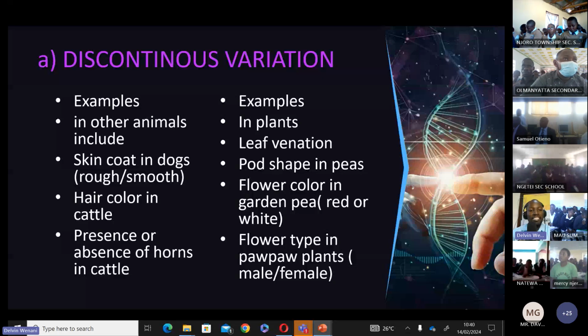The hair color in cattle, presence or absence of horns in cattle. In plants, I'm talking about discontinuous variation in plants, it includes leaf venation, pod shape in peas, flower color in garden pea, it can be red or white, and then flower type in pawpaw plants. That's male or female. Actually, the pawpaw plant is either a male or a female plant.